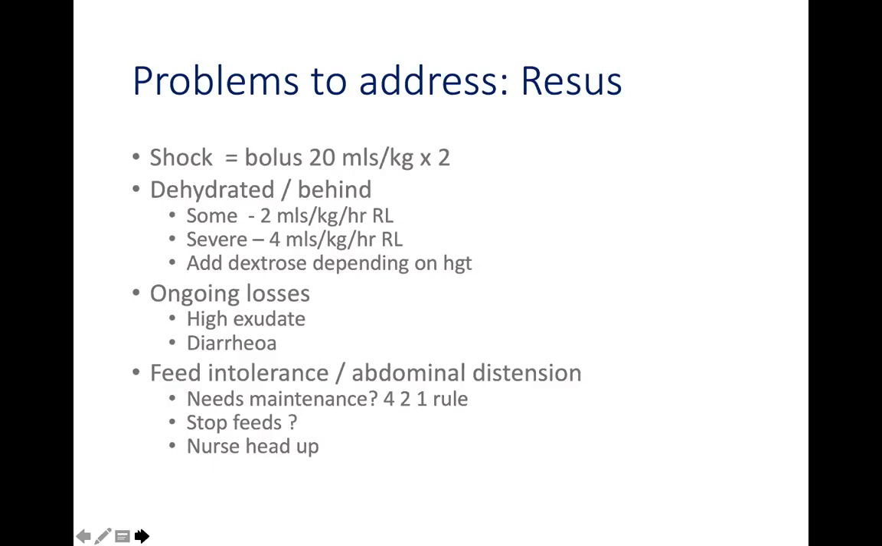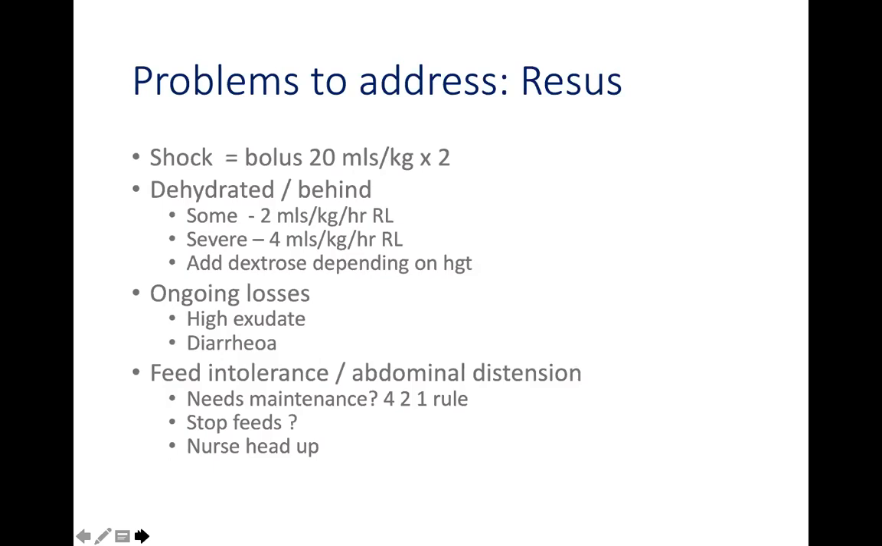The first one is resus. If the child is shocked, and remember their blood pressure will often only change really quite late, but a capillary refill of 4, 5, 6 seconds, that is shock. And shock, the treatment of shock is to bolus them. Some of the guidelines bolus with 40 mils per kg. I would prefer to bolus with 20 and then repeat the bolus, and we're using Ringer's lactate.